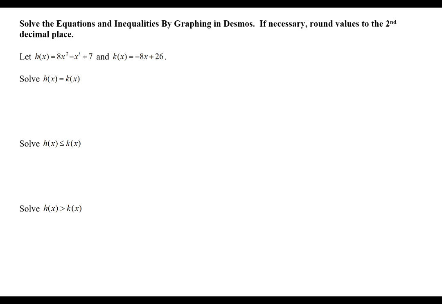Here's another function example. h of x equals 8x squared minus x cubed plus 7. This starts with an x squared, but it's actually a cubic because of the middle term. So we'll look at graphing that in Desmos, and then k of x equals negative 8x plus 26. Once again, what we want to do is look at when those functions are equal.